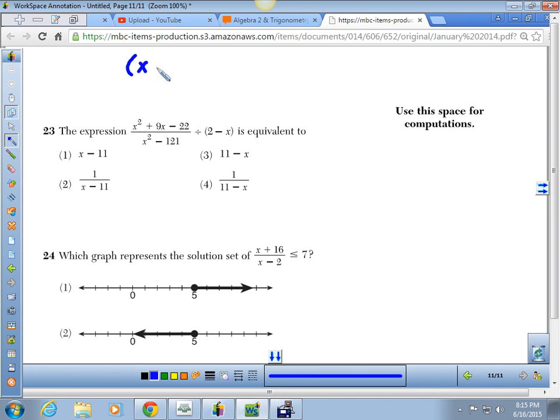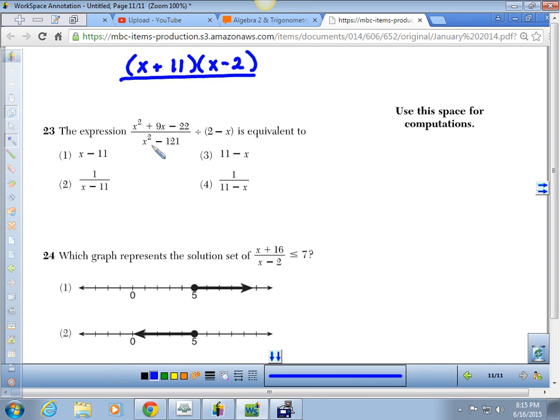11 and 2. Plus 11 minus 2 or plus 2 minus 11? Plus 11 minus 2. What type of factoring is this one right here? X plus and x minus 11.